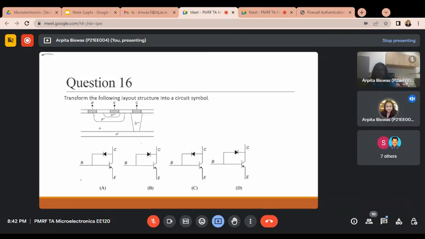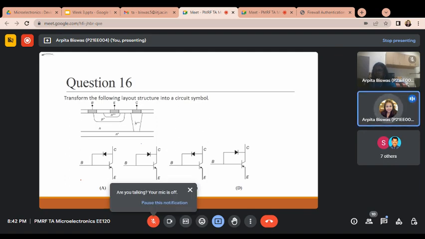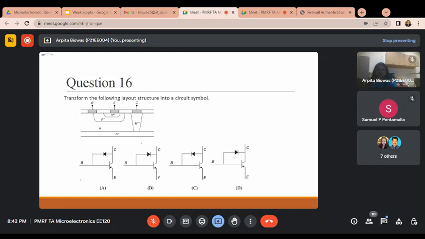Samuel, you can mute yourself, and when you are going to give the answer, you can unmute. To transform the following layout of structure into a circuit symbol, which one is the right answer?